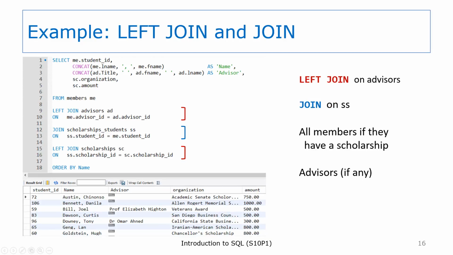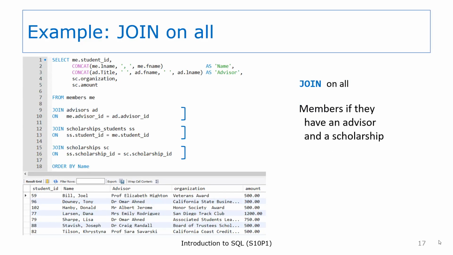In this variation, we change back to a left join for the advisors, and we change to a join for the scholarship students table. So now we get only members that have a scholarship. If the member has an advisor, it is shown. If not, the advisor name value is shown as null. The join on the scholarship students table limits the members to only those with a scholarship. For the final variation, we'll change all of the joins to just join. In this example, members are shown only if they have both an advisor and a scholarship.